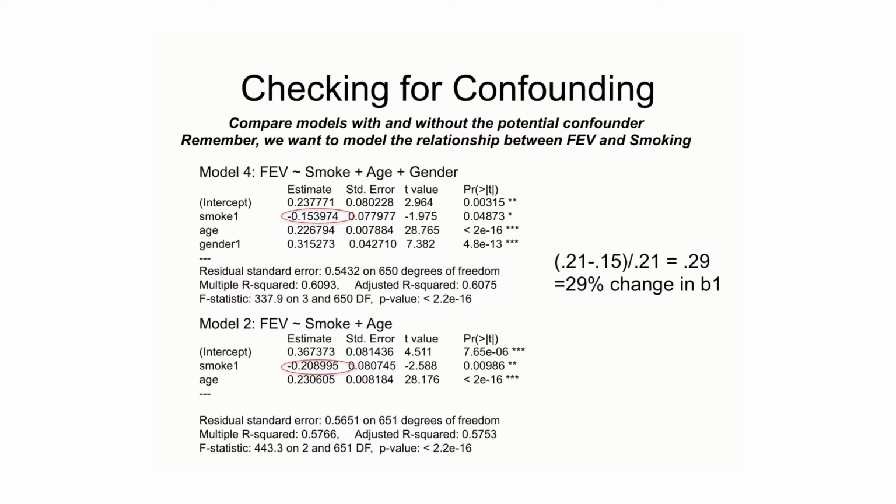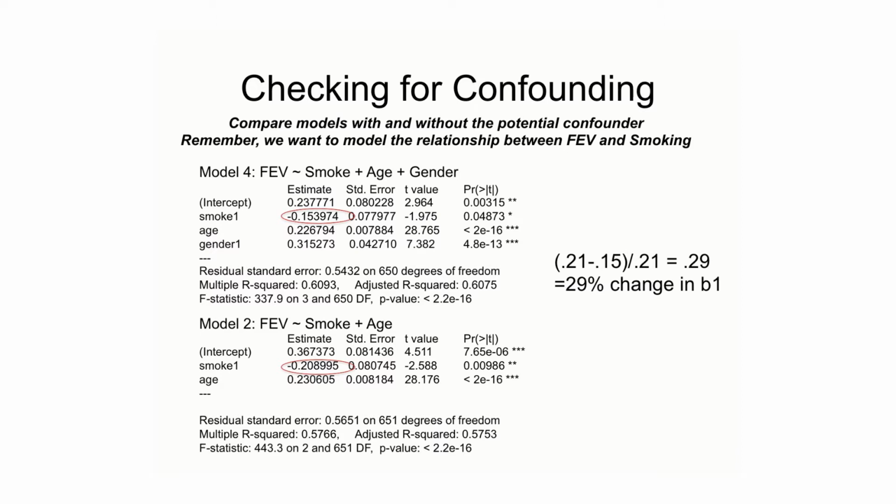If we calculate the change in beta 1, so 0.21 minus 0.15 divided by 0.21, this equals 0.29. So we can see that our estimate of beta 1 changed by about 29%. So it looks like gender is a confounder, and this makes sense theoretically and statistically. So we should keep gender in our regression model.